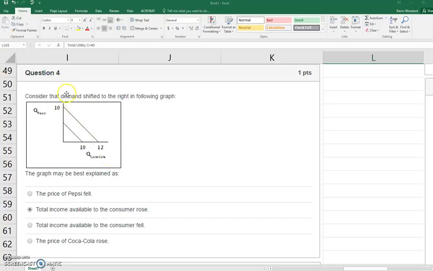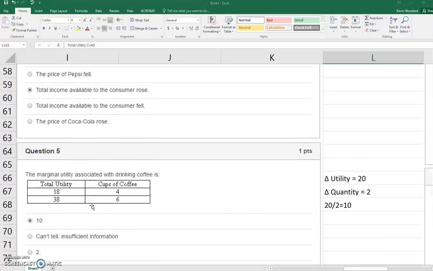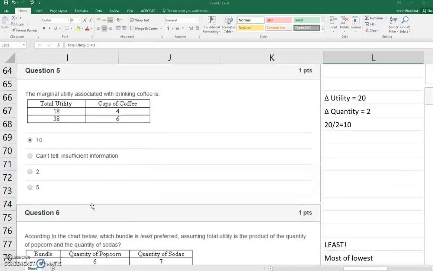So in this case, we're talking about a demand shift to the right. And when it shifts to the right, we need to take a look at the fact that the consumer income went up. If it does this parallel between these two products, it means that they have more money to purchase more of each of those commodities.